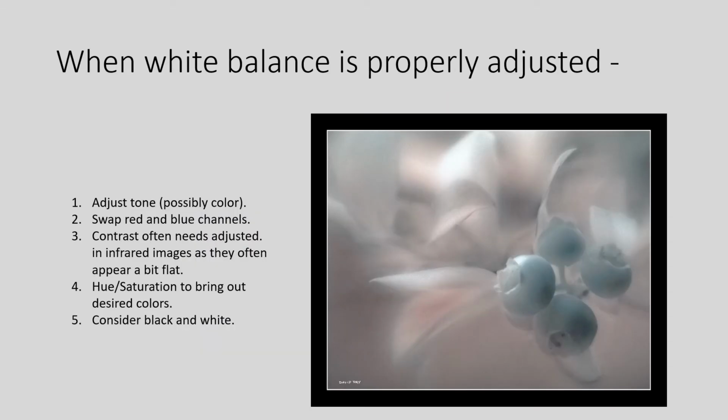The first thing to remember in both pre- and post-processing is that white balance must be properly adjusted for digital infrared photography to work. In your camera, before ever taking your first infrared image, turn the automatic white balance feature off and establish the custom white balance that we previously covered.